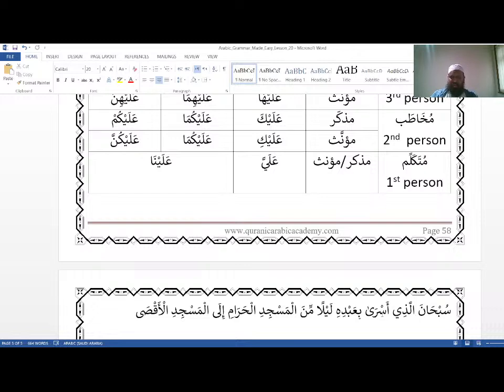If it's a fail, we need to look for a fa'il. Any ism min halatul rafa? No. So who is the fa'il? Any ism min halatul nasab? Laylan. Yes. So this is the maf'ul. Min al-masjid al-harami. Okay. Min al-masjid. This ism is used as ma'rifa with alif lam. Why is it kasra? Because of min. Al-harami. What about this ism?